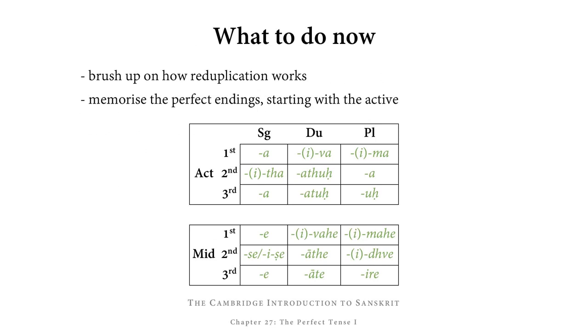So now you have seen how to form perfect verb forms in Sanskrit. What you should do now in order to make that knowledge stick is probably brush up on how reduplication works, remind yourself of which sounds do not reduplicate identically, and secondly, you need to memorize this new set of perfect endings, starting with the active. Don't try to do both sets at once, that's probably a bit much. Do the first set today and the second set later today or tomorrow, or whatever works best for you.